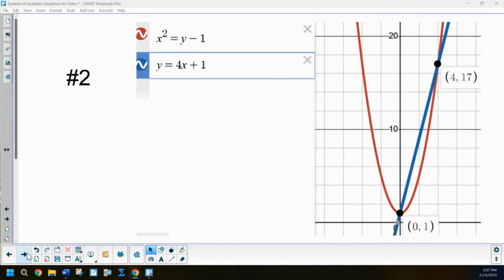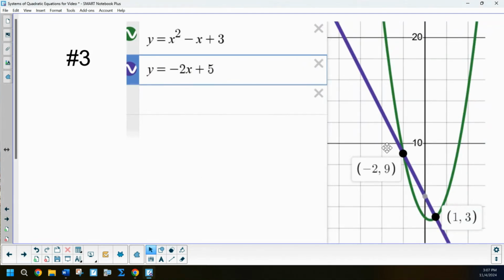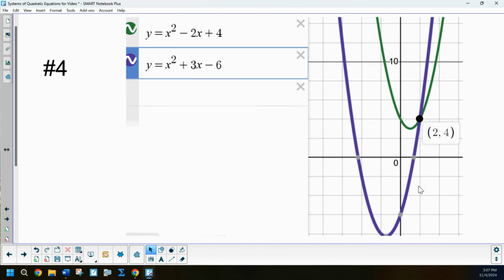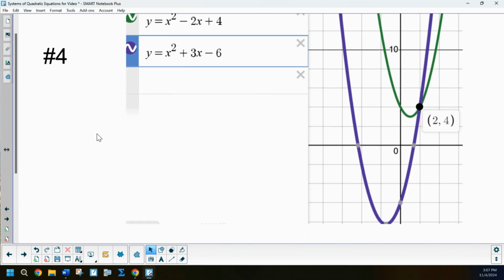That was number 2. We already know the answer, so we're just seeing them on Desmos. So here's number 3, negative 2, 9, and 1, comma 3. And then number 4 was just 2, comma 4. So there's all of the graphs. You can see the graphs and the shape that they take on. So hopefully that all makes sense.